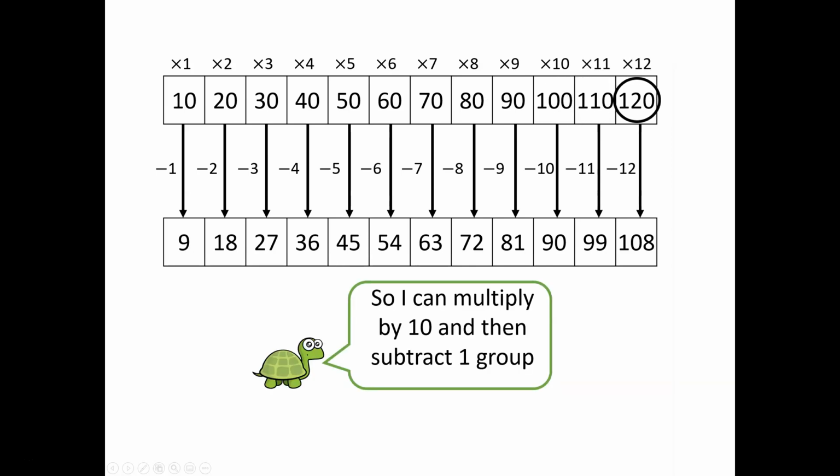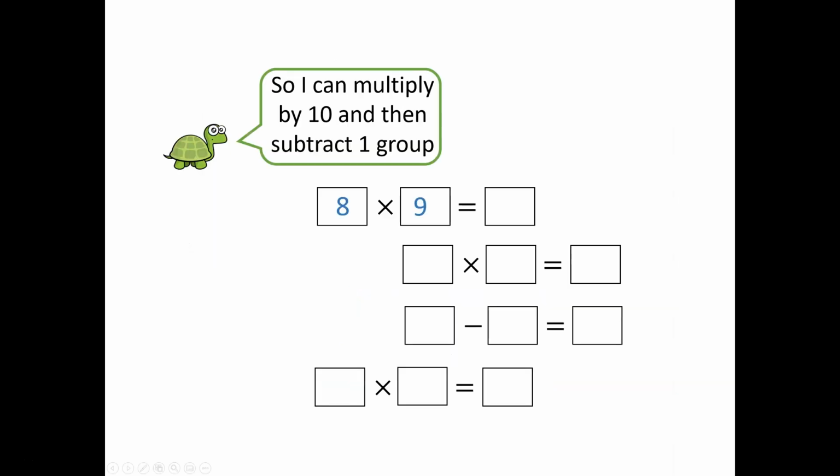So we can say, if I multiply by 10 and then subtract one lot, I will find the number on the 9 times table. Let's look and see. 8 times 9. Well, if I multiply 8 by 10, that's equal to 80. And then if I subtract one lot, so 80 take away 8, it's equal to 72. 8 times 9 is equal to 72.